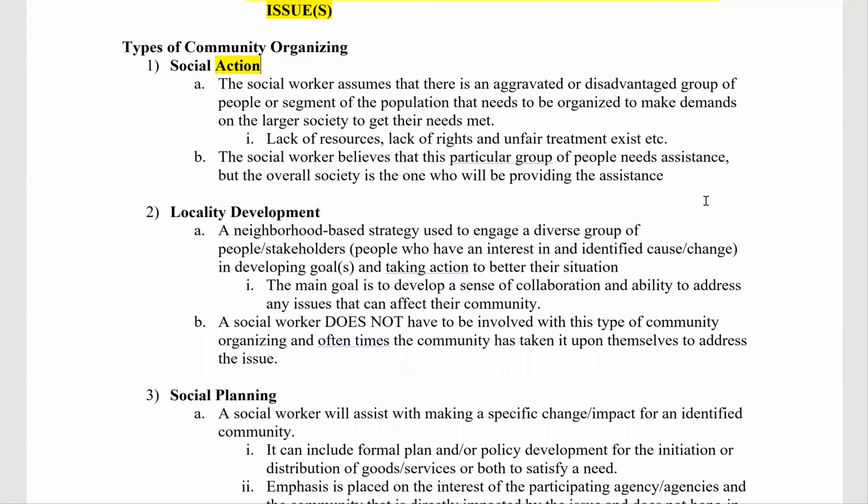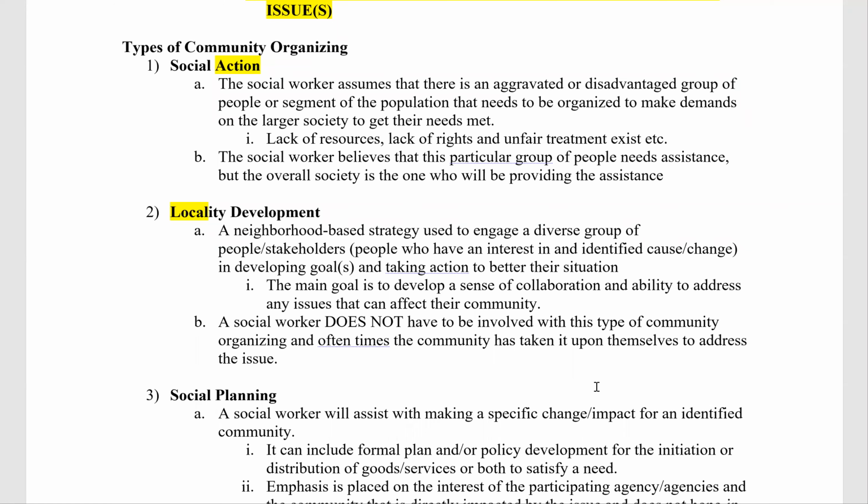The second one is locality development. Key emphasis on local. Why? Because the locals are going to be the ones that are putting forth the effort, and the social worker is not directly a part of it. They may join it, but the community is ultimately doing all of the actions within the situation, and the social worker is just kind of present.